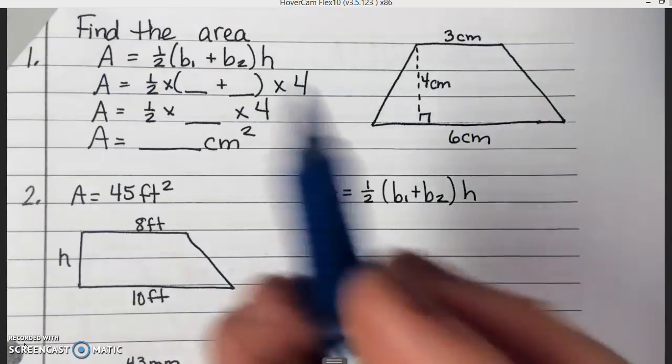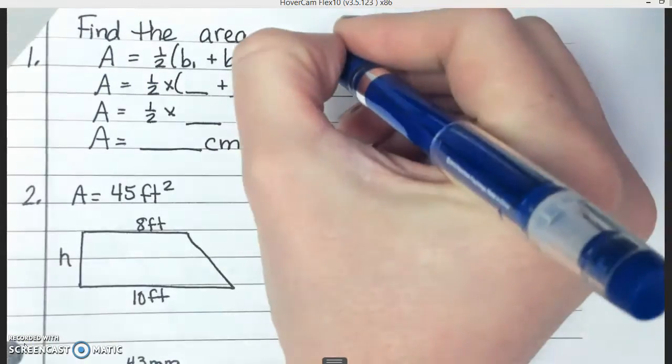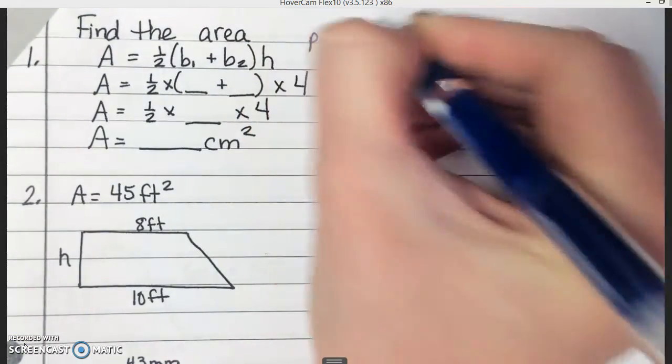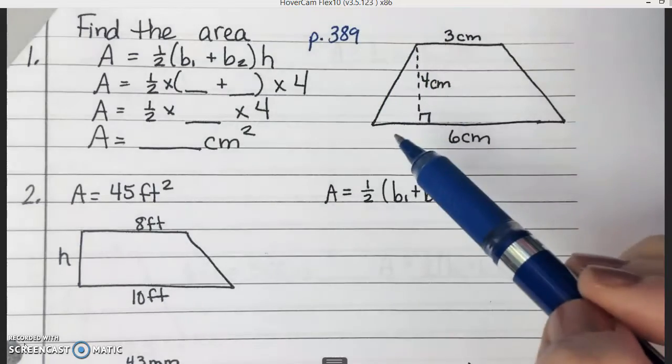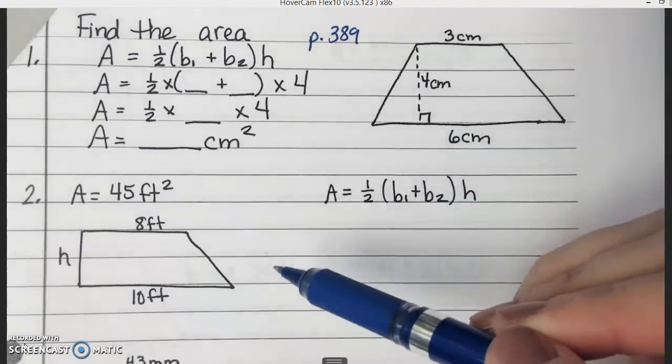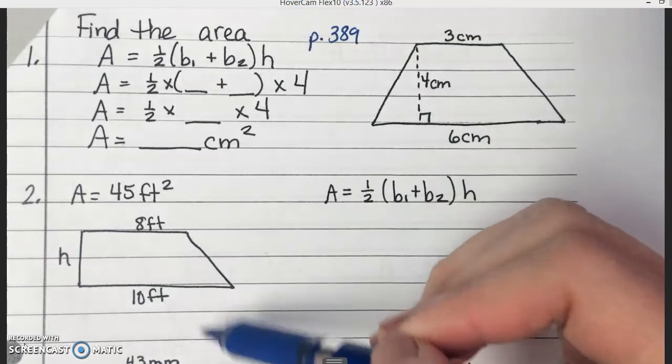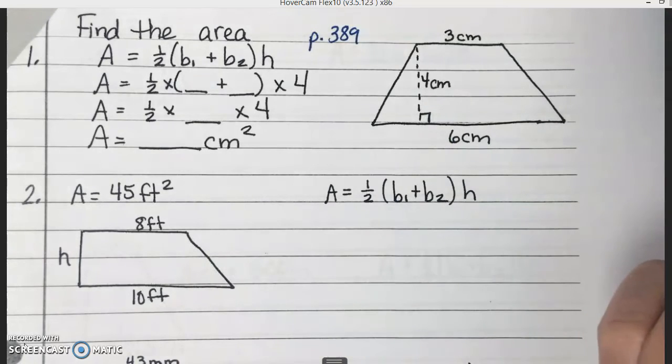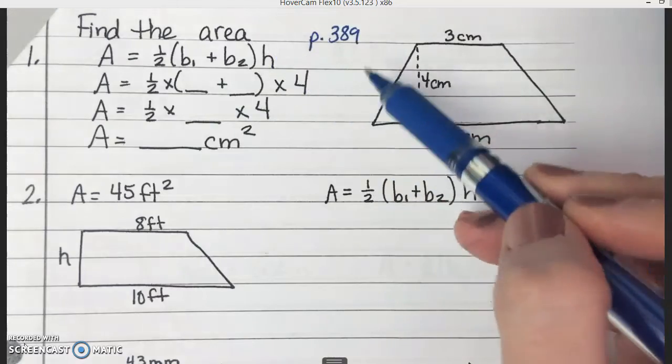Alright, so on number 1, page 389. This is page 389. So even though you've got this in your book, I still want you to write these examples step by step in your notebook. You don't have to draw them unless you just want to. If you want to, that's fine. If you don't want to, it's okay. You can look on 389.